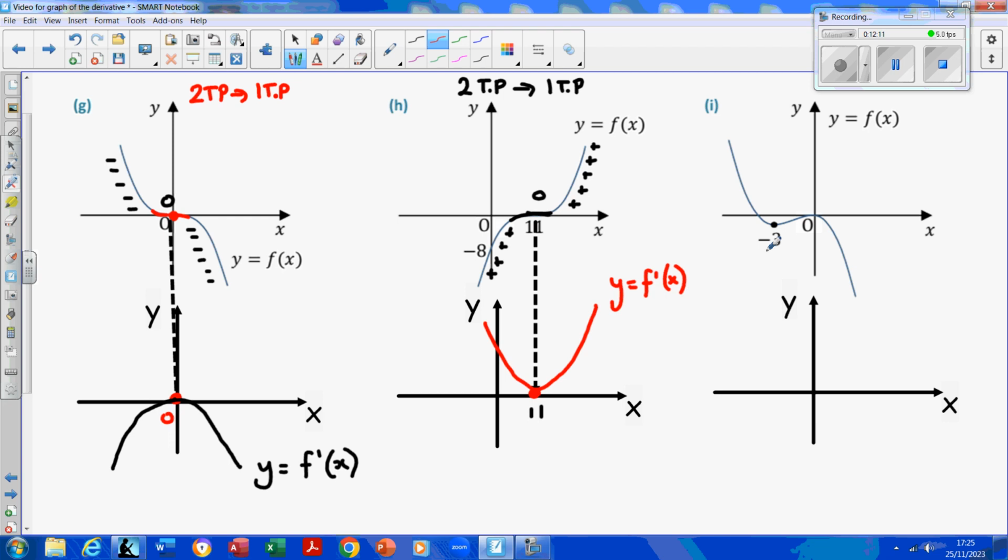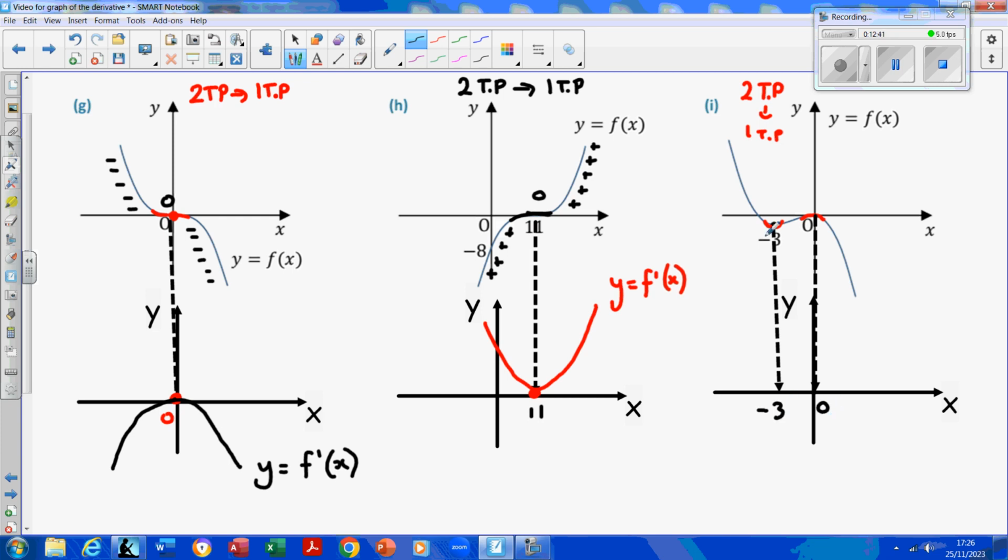Now, this one here, we've got two turning points. We've got a minimum and we've got a maximum. So it's not points of inflection. So two turning points again, and two turning points will go to one turning point. So we've dropped the zeros down using our dotted line. So there's a turning point there that goes down onto the axis. There's a turning point there that goes down onto the axis. So we'll put the x numbers in. So that there has got to be -3, and that there is 0.